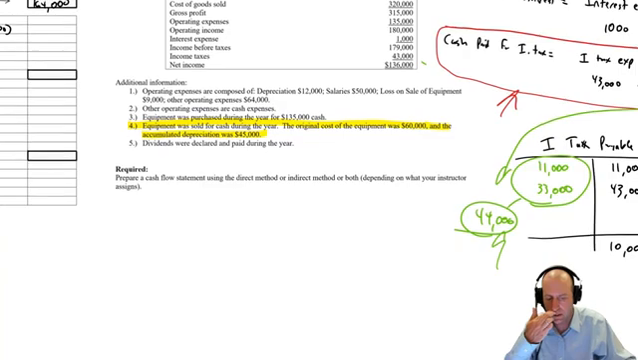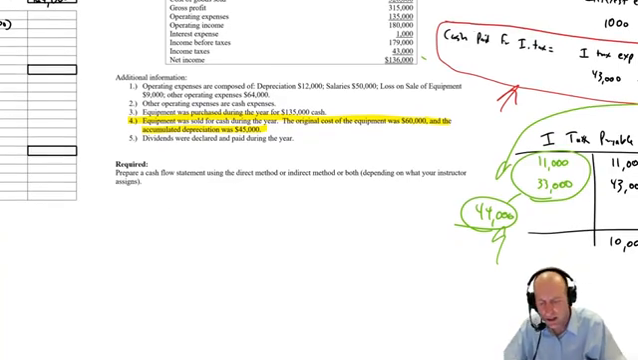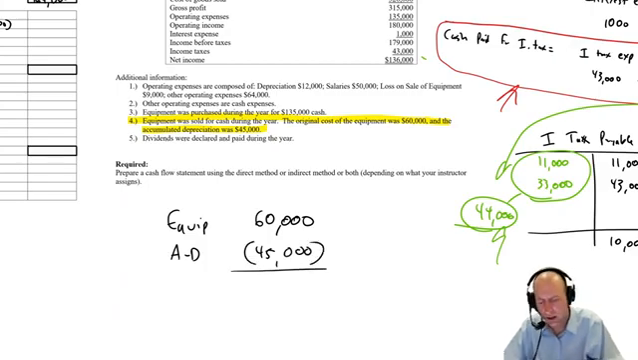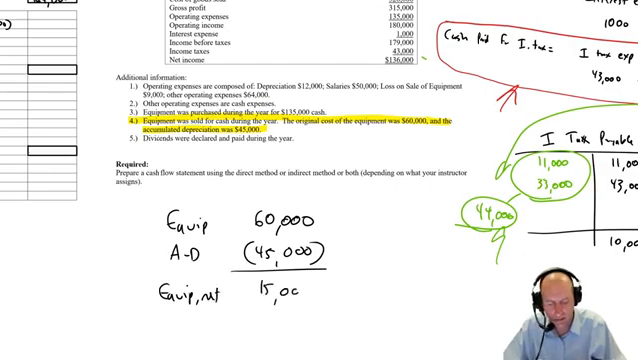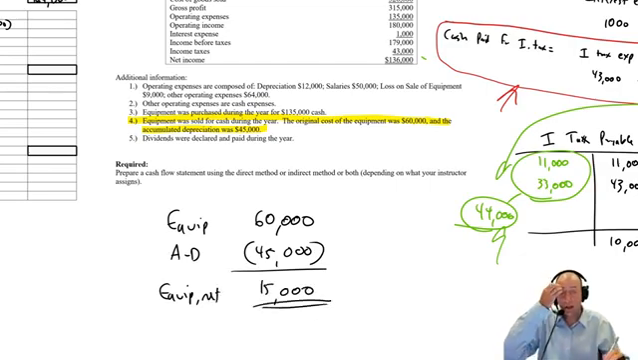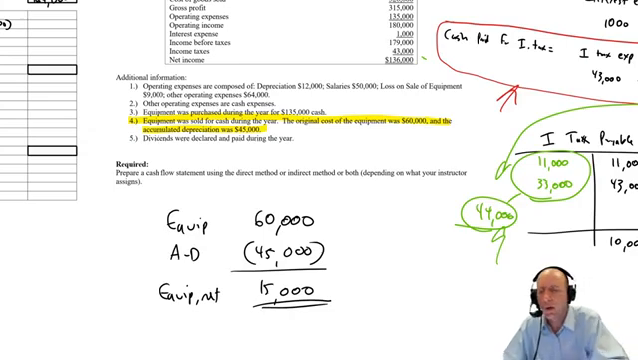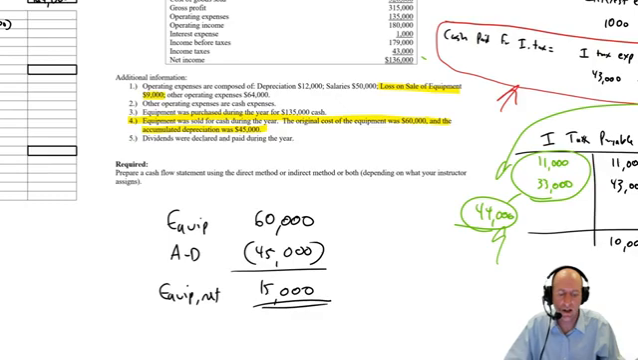Okay, so we sold equipment. It doesn't say how much we got for it. It says we had this equipment that cost us 60. The AD, the accumulated depreciation, was 45. So let's figure out what we thought the equipment was worth. The equipment had a net book value of $15,000 when we sold it. Did I get $15,000 for my equipment? The answer is no. How do I know I didn't get $15,000? Well, because we had a loss on sale of equipment of 9.